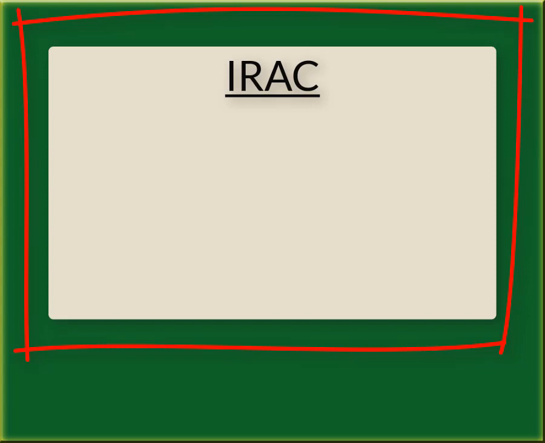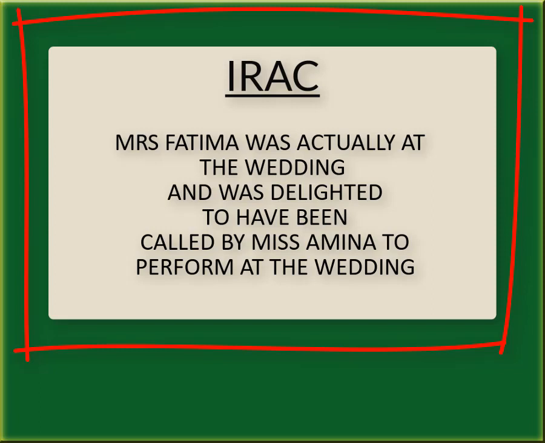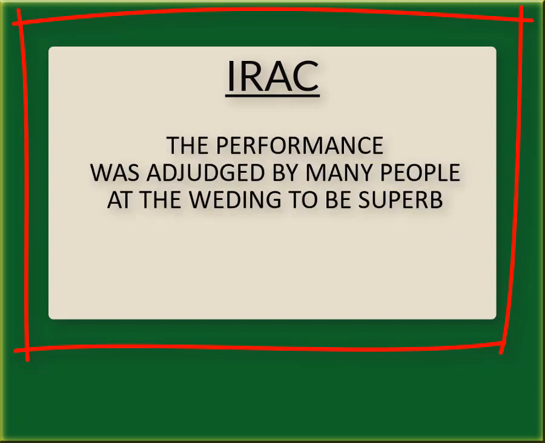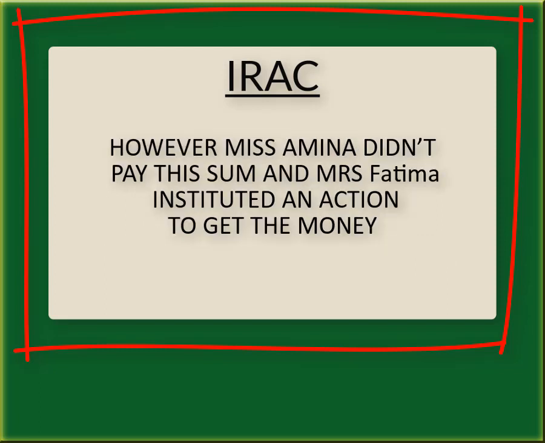Okay, let's provide a simple problem question that we will break down with our formula. Mrs. Fatima is a pop musician. She heard of the wedding of her friend Mrs. Amina, who wanted to celebrate it in a big way. Mrs. Fatima was actually at the wedding and was delighted to have been called by Miss Amina to perform at the wedding. The performance was adjudged by many people at the wedding to be superb. After the performance, Miss Amina, who was highly impressed, promised to pay Mrs. Fatima a sum of 1 million naira as a reward for her performance.